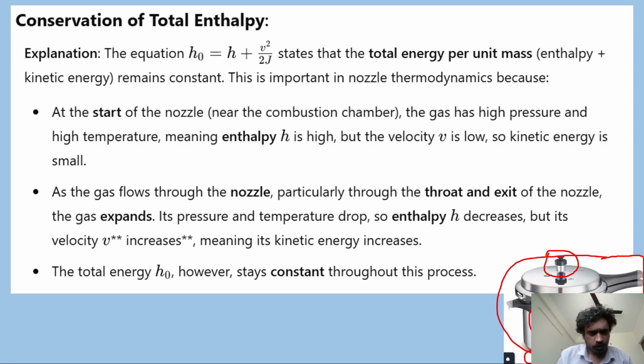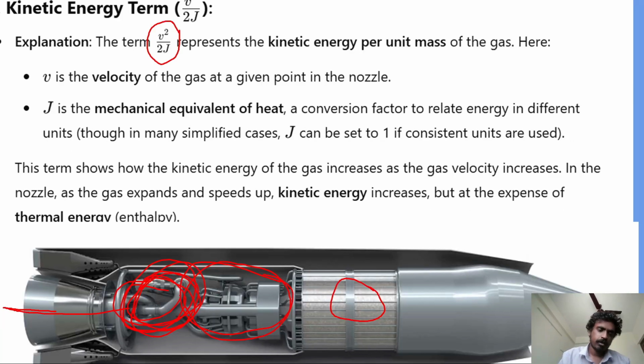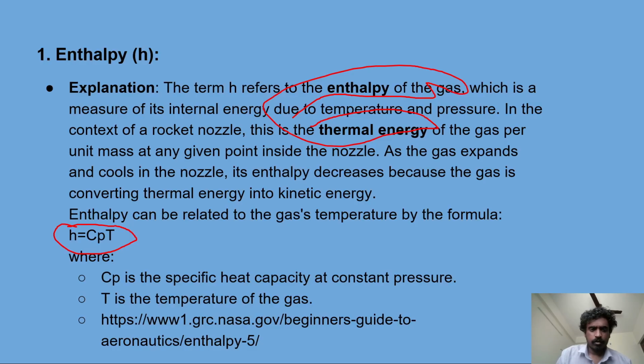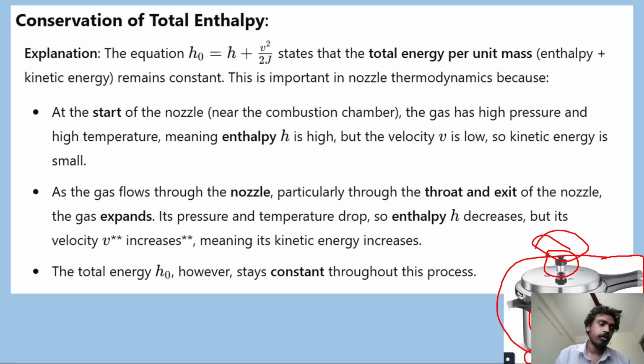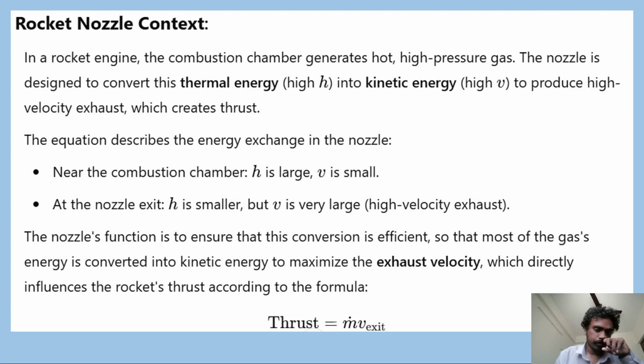As the gas expands through the nozzle, particularly through the throat and exit of the nozzle, the gas expands and velocity increases. And if you put your mouth just above this, your mouth will blast, so don't do that. The total energy stays constant throughout the process. The total energy here and the gas exiting here will be constant. But the thermal energy here gets converted into kinetic energy. I hope you get the point. It's all about the energy of the gas, how the energy of the gas converts from thermal energy to kinetic energy.